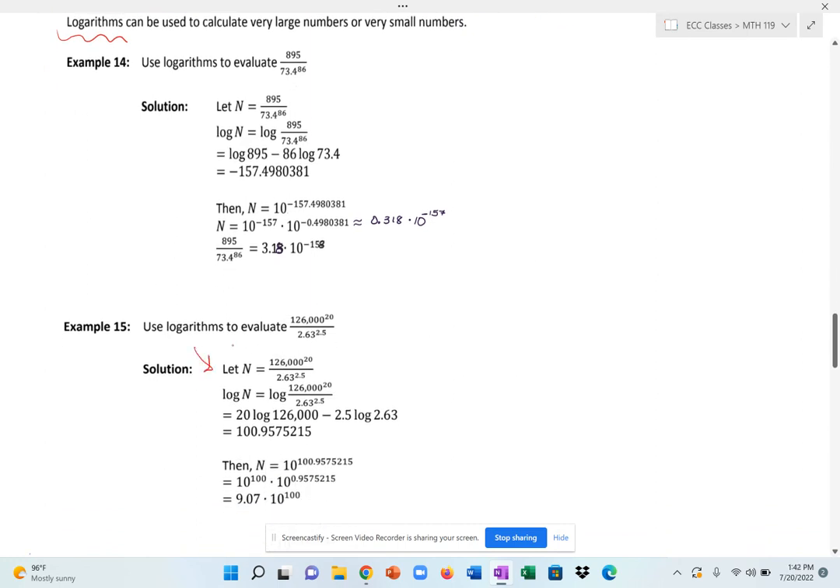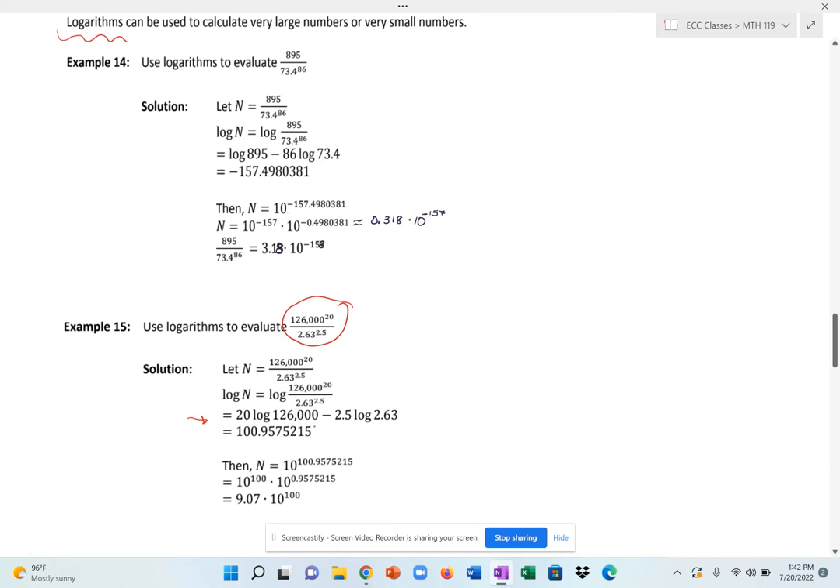So we set an equation. Let n equal the original number and then take the common log of both sides. My logarithmic laws allow me to rewrite the right side. I use the quotient law and the power law as 20 log of 126,000 minus 2.5 times the log of 2.63. This entire thing can be computed in the calculator, and you would get 100.9575215. But again, that is not the value of this number. It is the value of the log of that number.